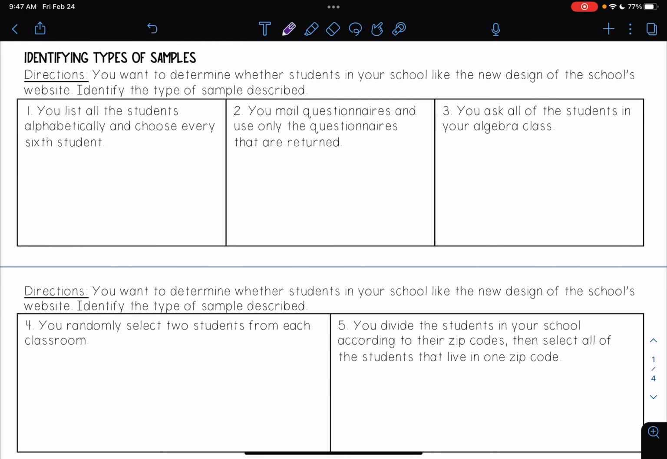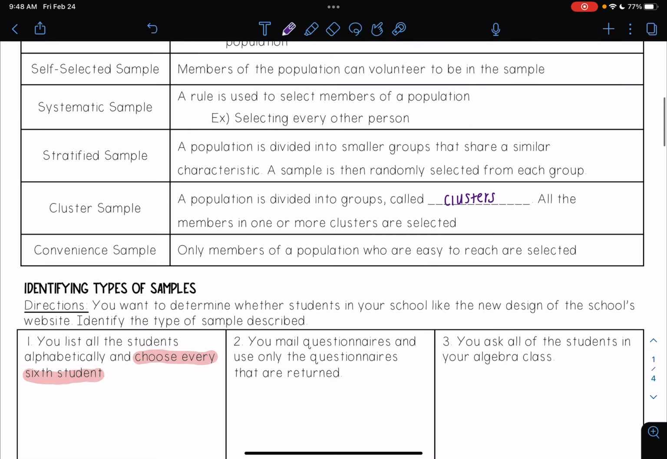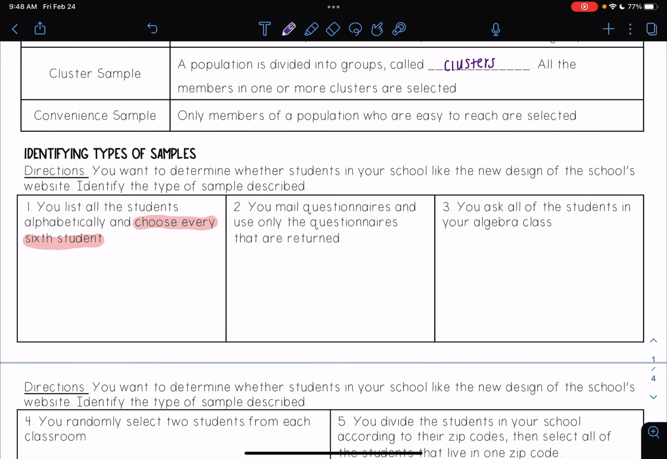So let's go through 5 examples of identifying types of samples so we see each of these. So directions, you want to determine whether students in your school like the new design of the school's website. Identify the type of sample described. Number 1, you list all the students alphabetically and choose every 6th student. So we're choosing every 6th student. So here I see that I'm using a rule to select the students. And the one where you use a rule is a systematic sample. I'm saying this is a systematic sample.